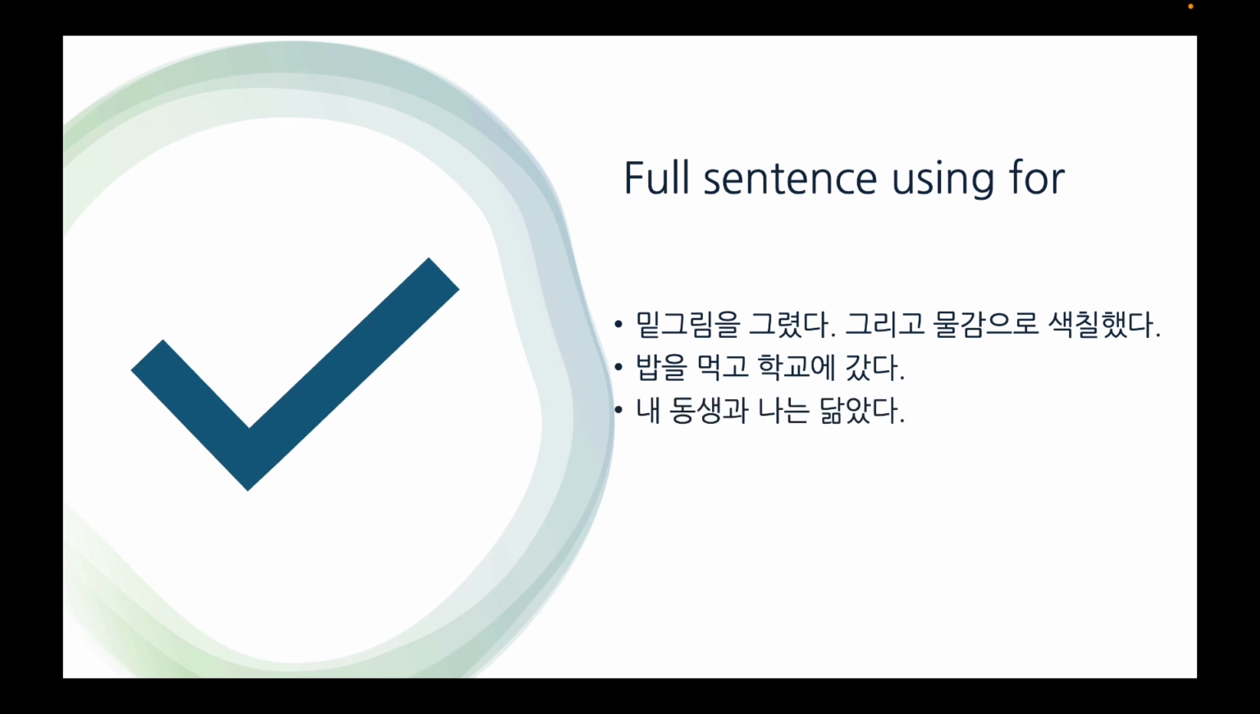The next sentence is 내 동생과 나는 닮았다. It means that two nouns are connected. 내 동생 and 나 are both nouns. Because 동생 has a 받침 in it, we are using 과 as the "and" form. 닮았다 means resembles or looks like.